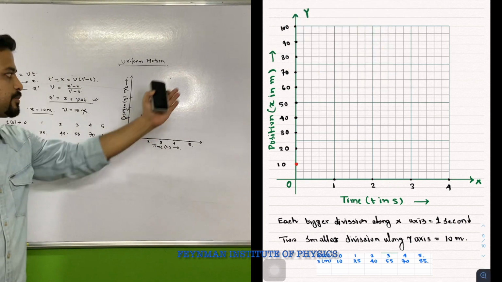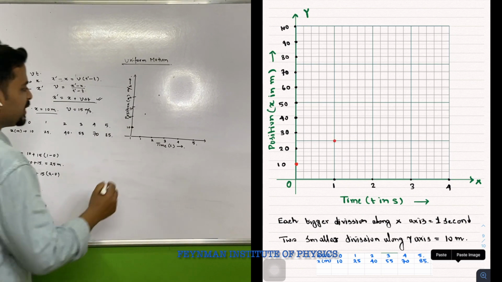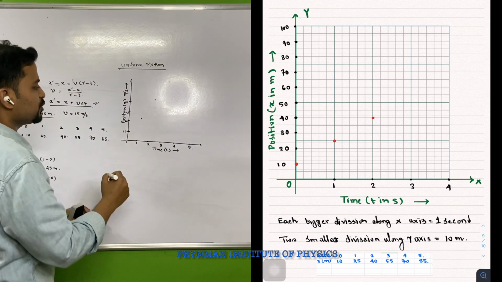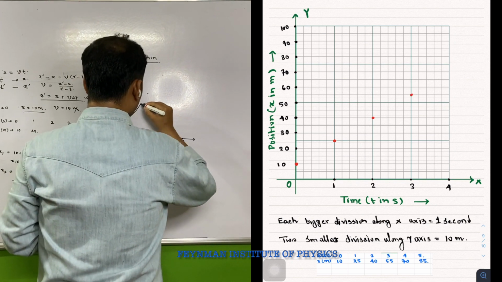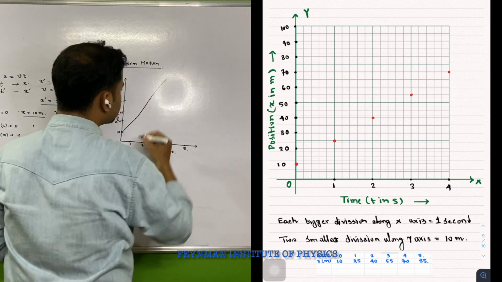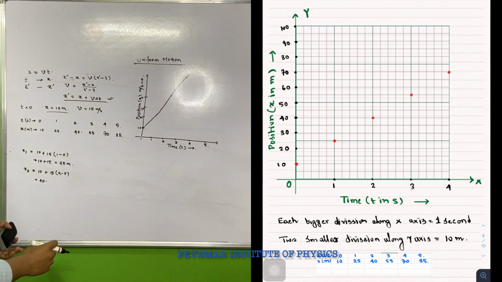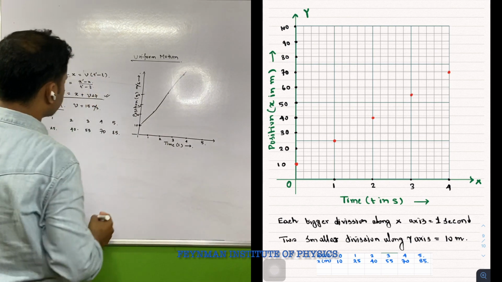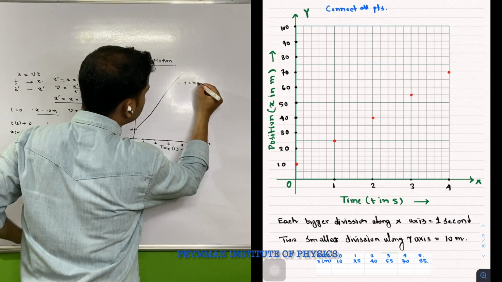In this way we can plot all the points on the graph sheet, and if we connect the points by a best fit curve, then you will find a straight line. Now you can see that this is a straight line. Why is it a straight line? Because it is in the form of y is equal to mx.